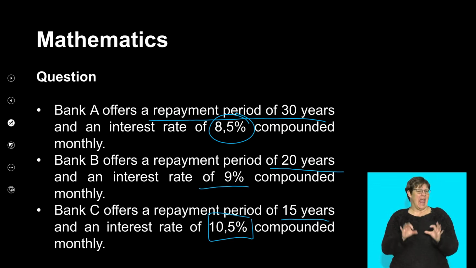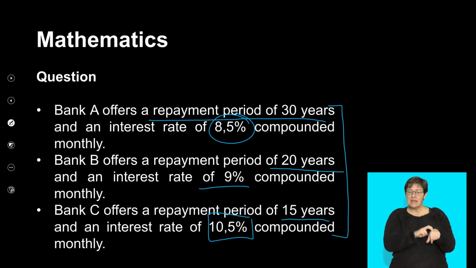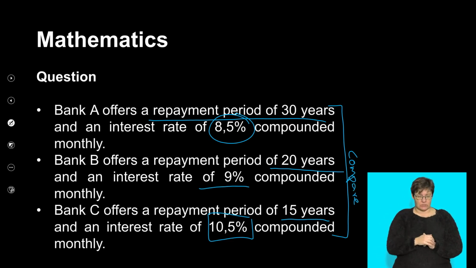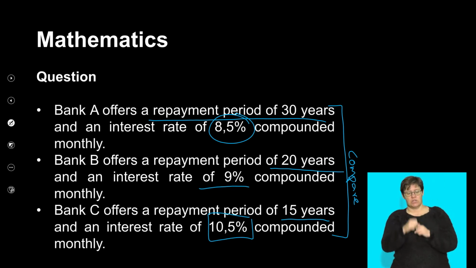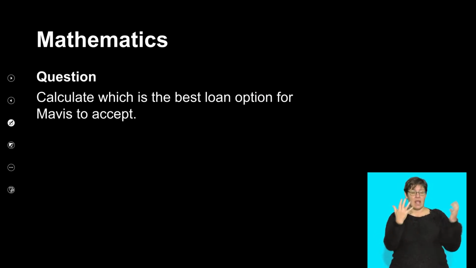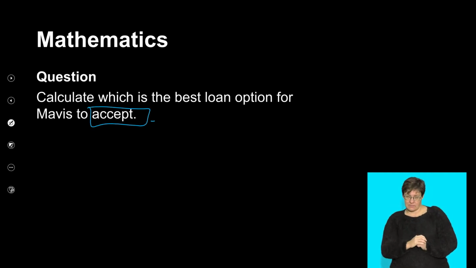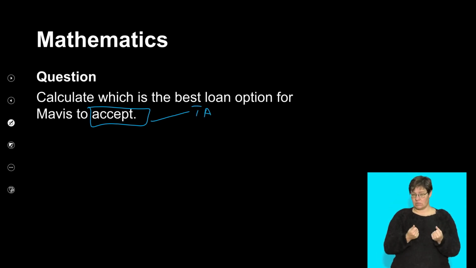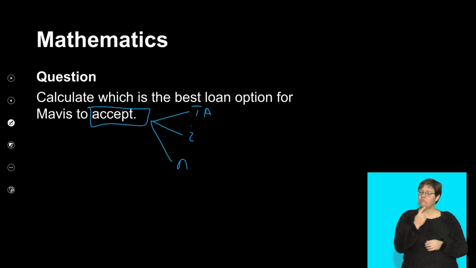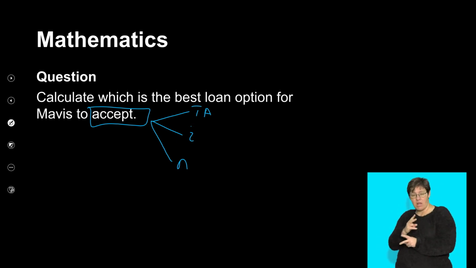So what exactly do you think we're going to need to do here? You're going to need to compare these and see which one is the best option. Comparing means calculating the monthly payment this person is going to pay, or the total amount that I am going to pay at the end of 30 years, 20 years, and 15 years. Then calculate which is the best loan option for Mavis. So what exactly do we need to consider here? We need to consider the total amount that Mavis is going to pay, the interest rate that is being given, and the number of years over which the loan is going to be repaid.